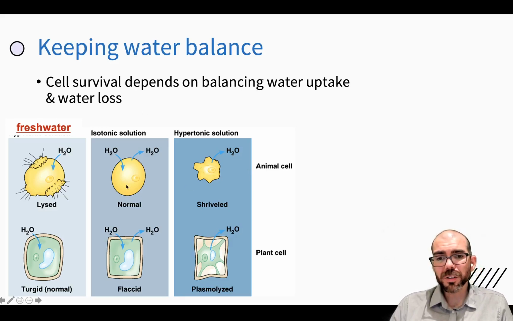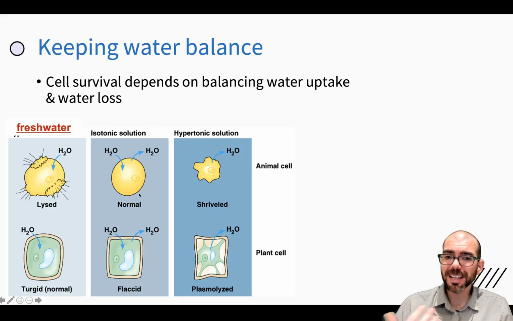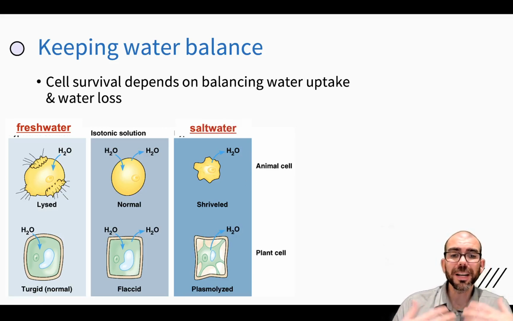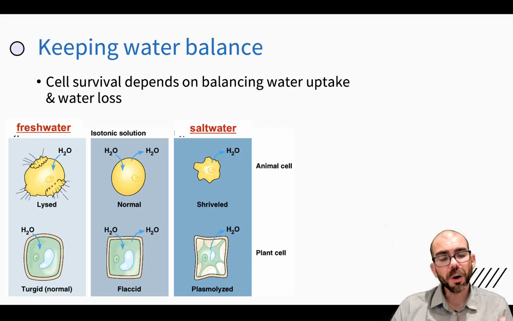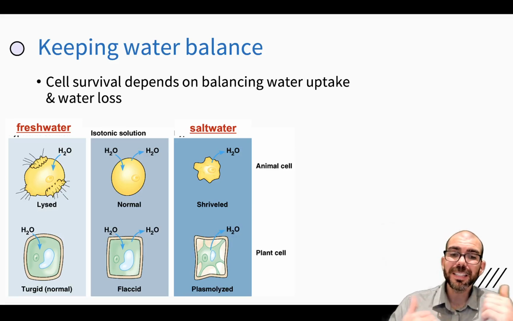Ideally, we would want a solution that has the same amount outside as inside. At that point, we're perfectly balanced. But we can also have the scales skew in the other direction if we're put in a saltwater solution. In a saltwater solution, there's more salt outside of us than within, and that causes water to leave the cell.